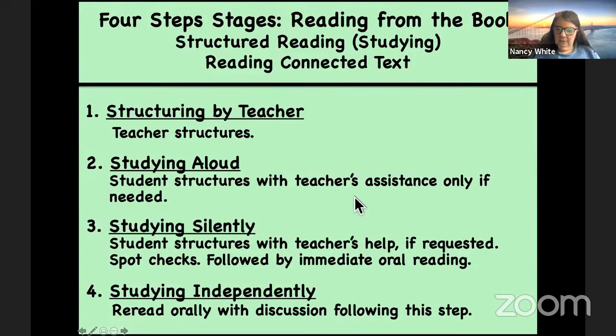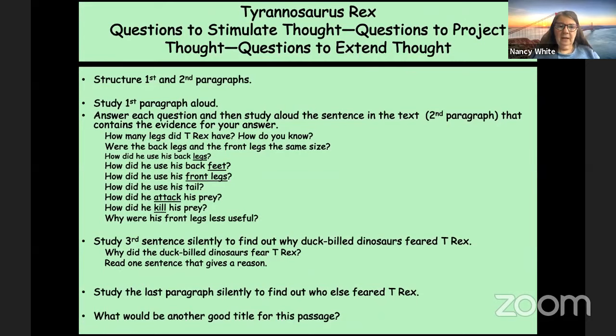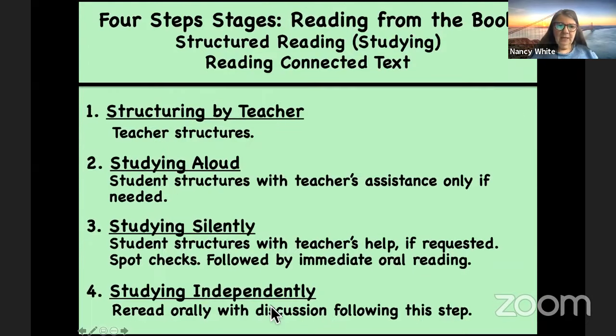And so I ask the questions and study aloud the sentence in the text that contains the evidence for your answer. So I might ask the question, how many legs did T-Rex have? How do you know? They have to go back into the text and find the exact sentence that answers that question and reread the whole sentence again. So they're getting lots of practice with rereading without my ever saying rereading, except sometimes. Anyway, these are just examples.